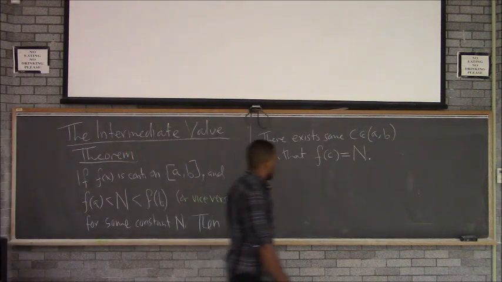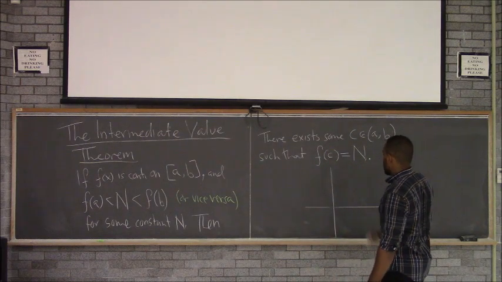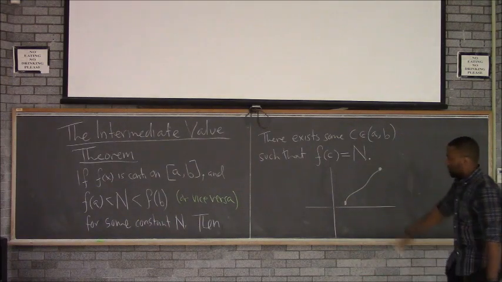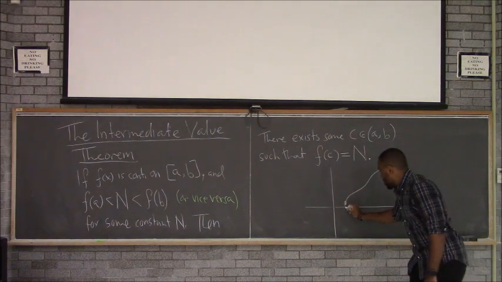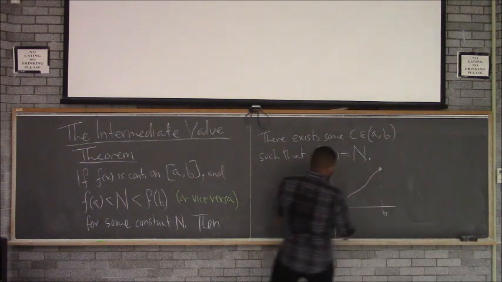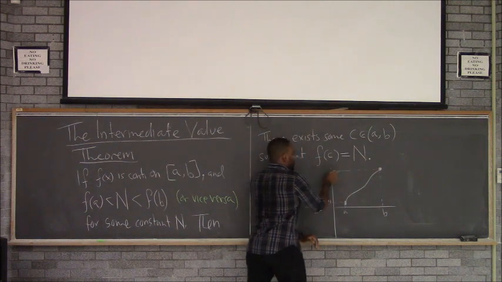What do I mean by that? Well, let's say here's my function, it's doing its thing. It's continuous, no breaks, no gaps, no holes, going from here to here. Suppose that's where A is, that's where B is, which means this is f of A, and this is f of B.